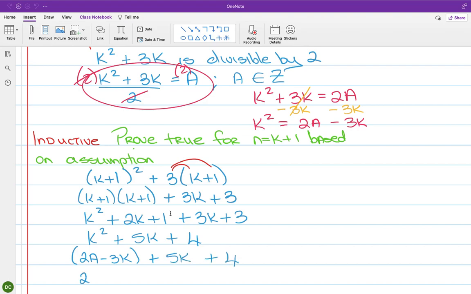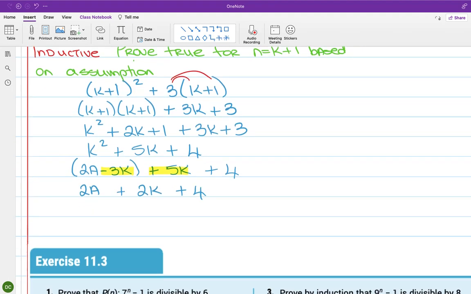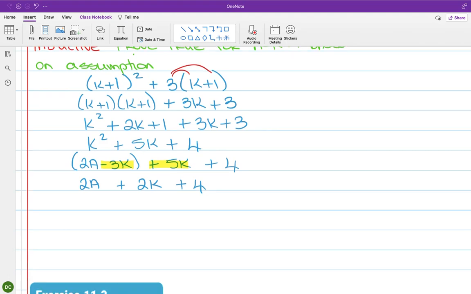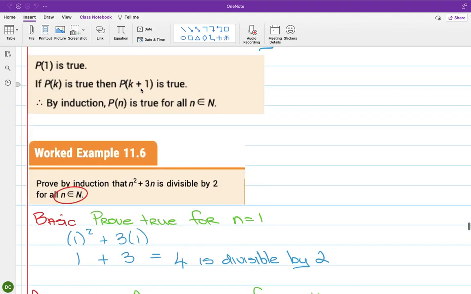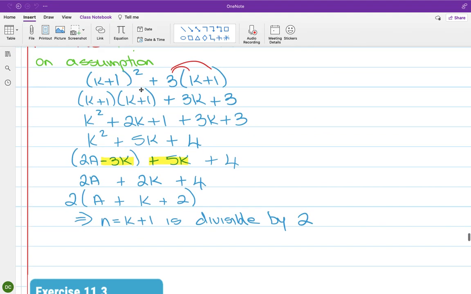So 2a, these two are from the same family. So that's plus 2k, and then that's plus 4. And that works because I was looking for divisible by 2, and I can take 2 out as a common factor. So that implies that n equal to k plus 1 is divisible by 2. Obviously, again, making use of the assumption, so I can make my final statement.